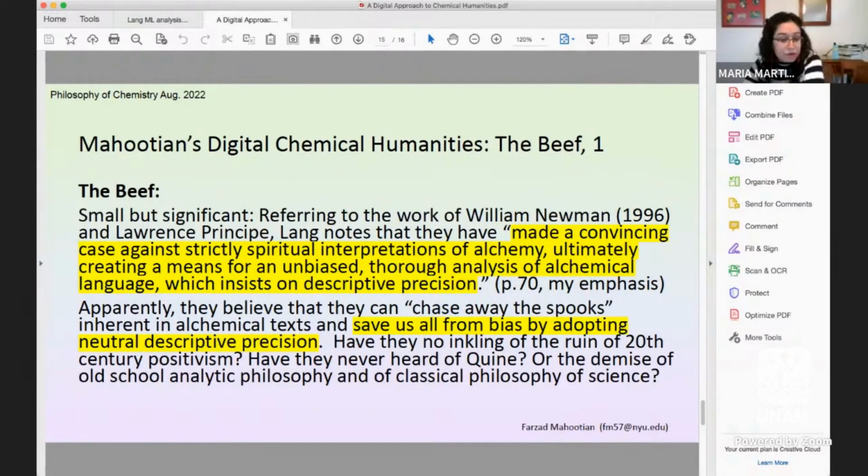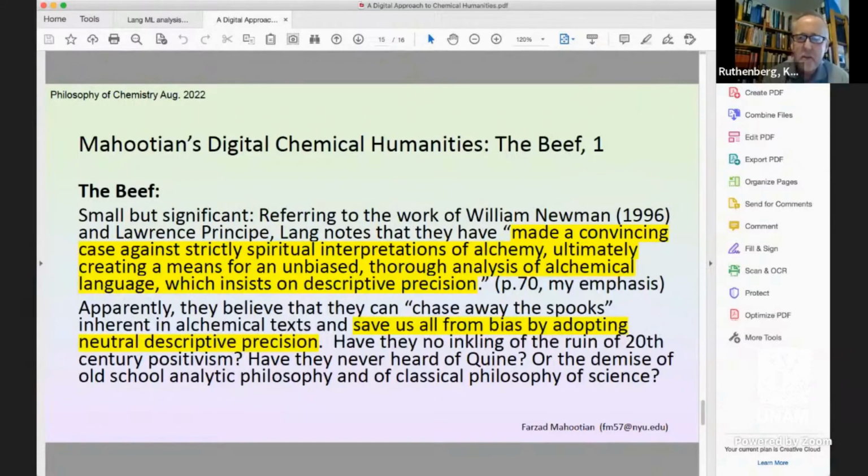Klaus, please. Yes, thank you, Farzad. Very well done. I'm very happy that you are taking up that idea, because I'm pretty sure that we will learn that chemistry is more than mathematical calculations, because it is about substances.